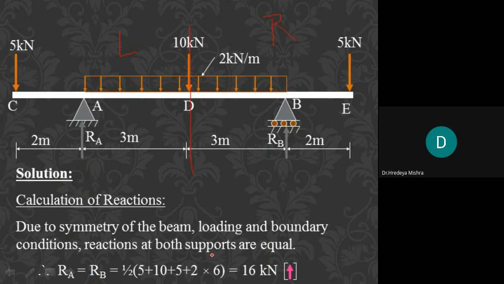So we can easily find it. Whatever loads are applied: 5, 10, 5, 5, 10, 5, and 2 into the length 6, that is 2 into 6. So 5, 5, 20, and this totals 32. 32 divided by 2 is 16 kilonewton in the upward direction.